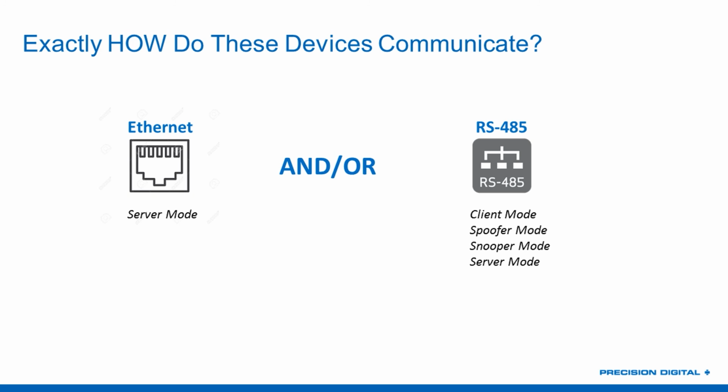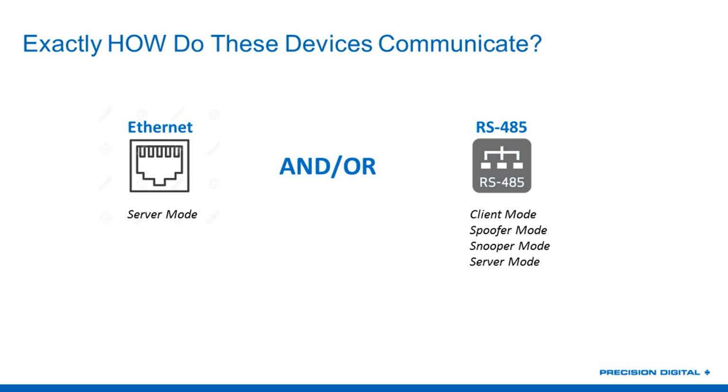So on RS-45, we can do everything else. All of the new modes that we took a look at, client mode, spoofer mode, and all of that is done on RS-45. The Ethernet is for server mode. Now again, that might sound like a limitation, but let me explain why that's an important thing.